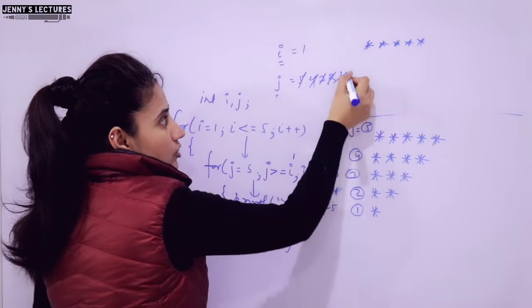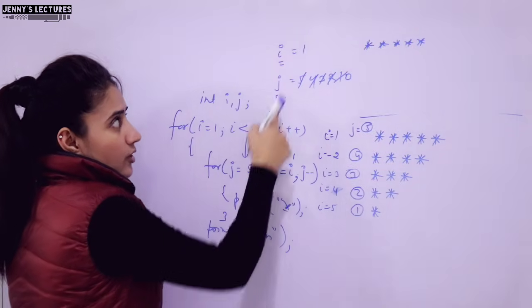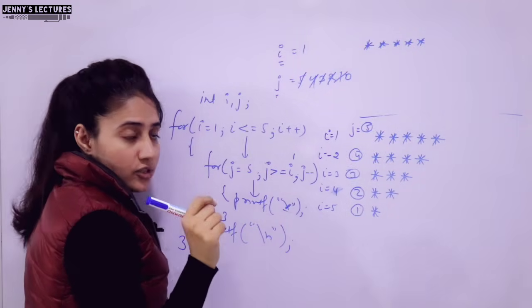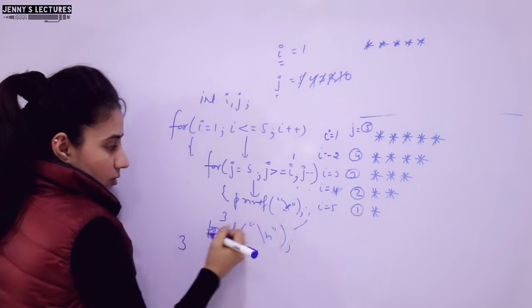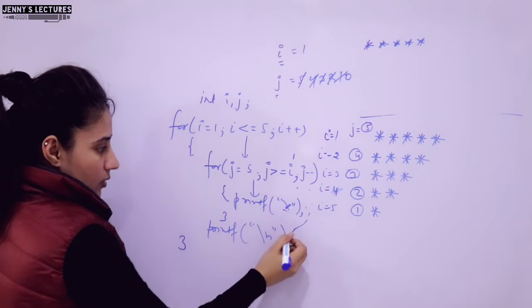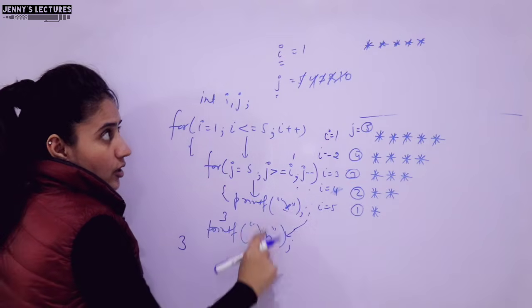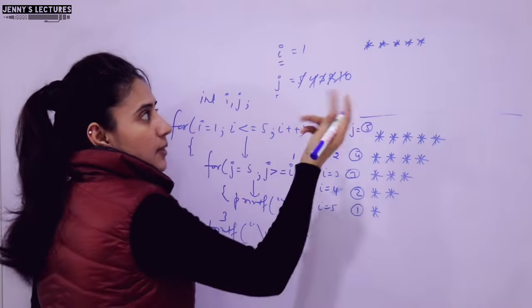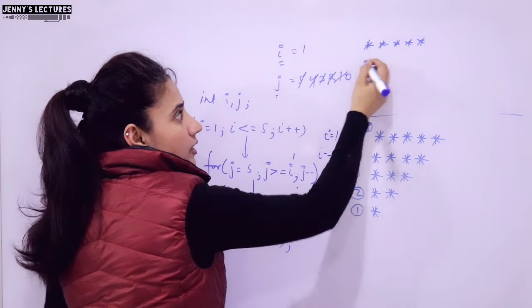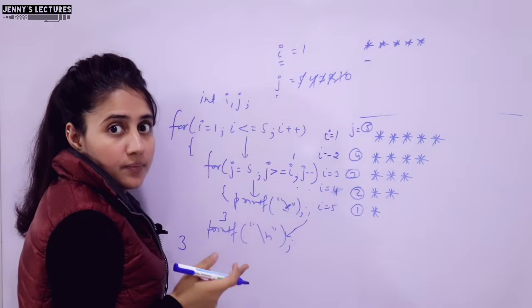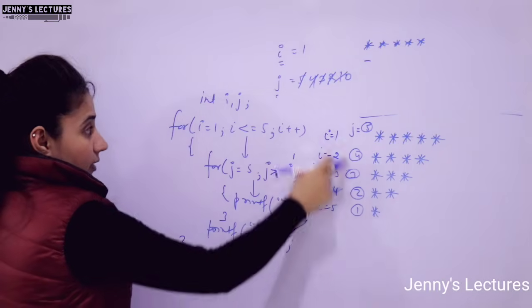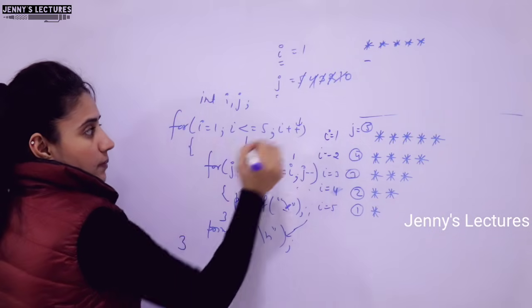j minus minus, now j becomes 0. Is 0 greater than or equal to I? No, the condition is false. Now we exit from this inner loop. The statement immediately after this inner loop is what? Slash n. Now slash n is printed. Printed means the cursor goes into a new line. It is the new line operator. Right? Now I plus plus.